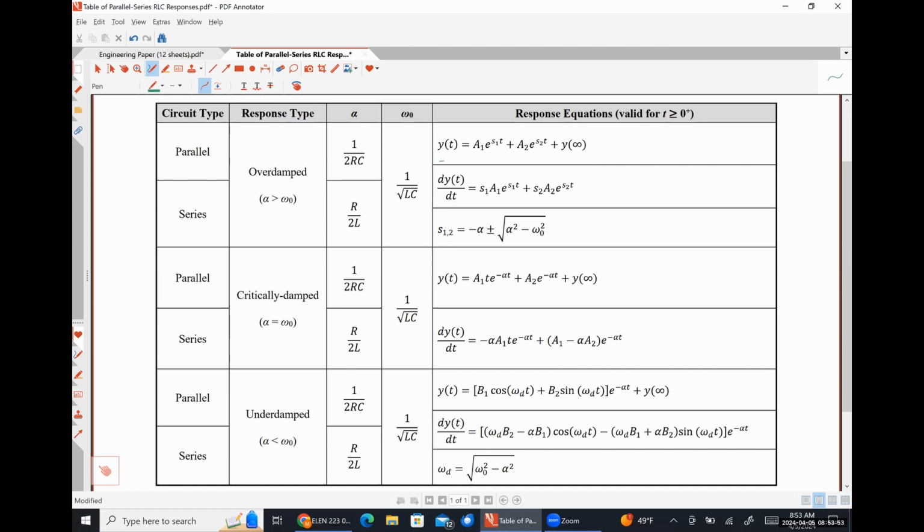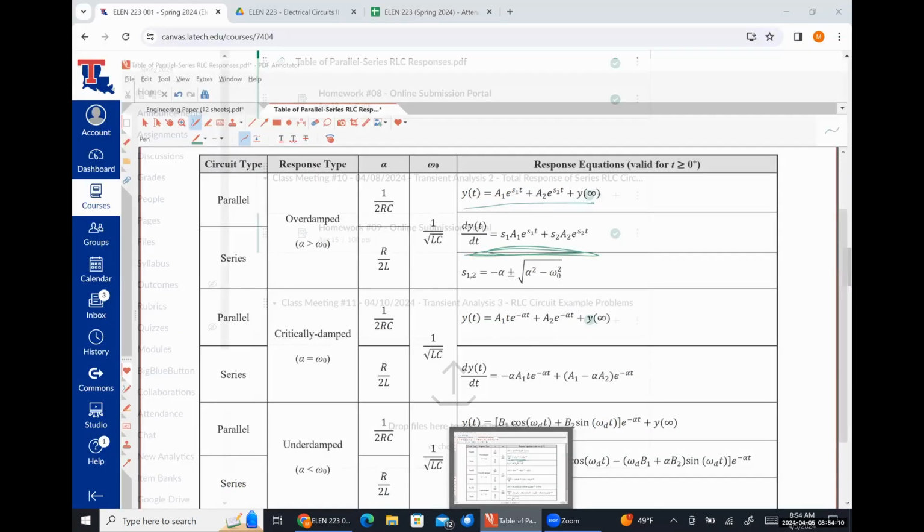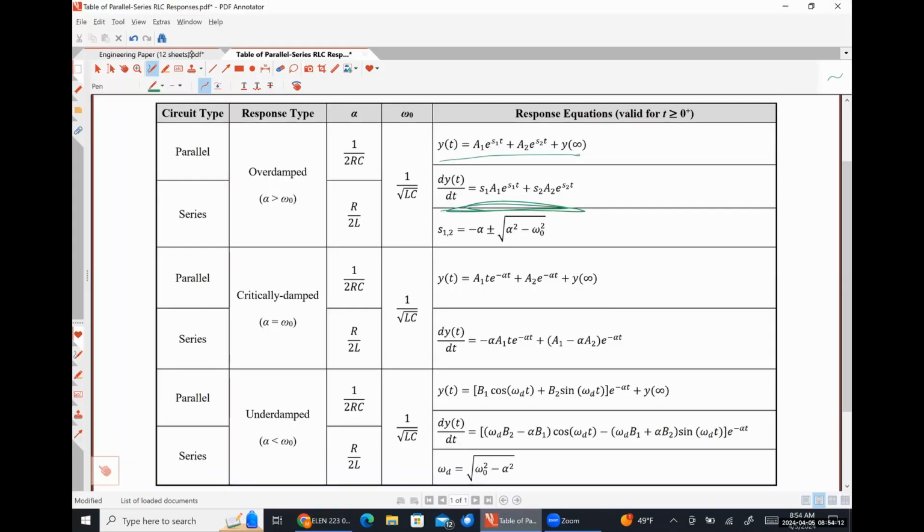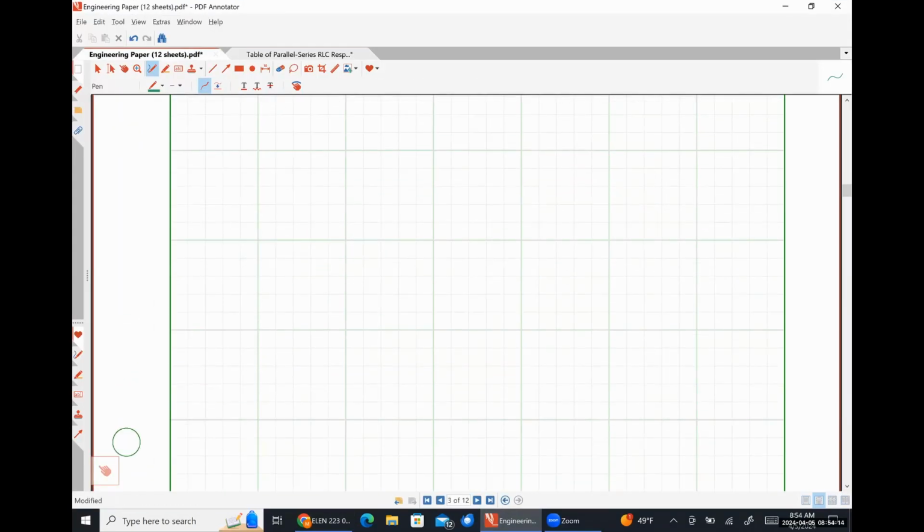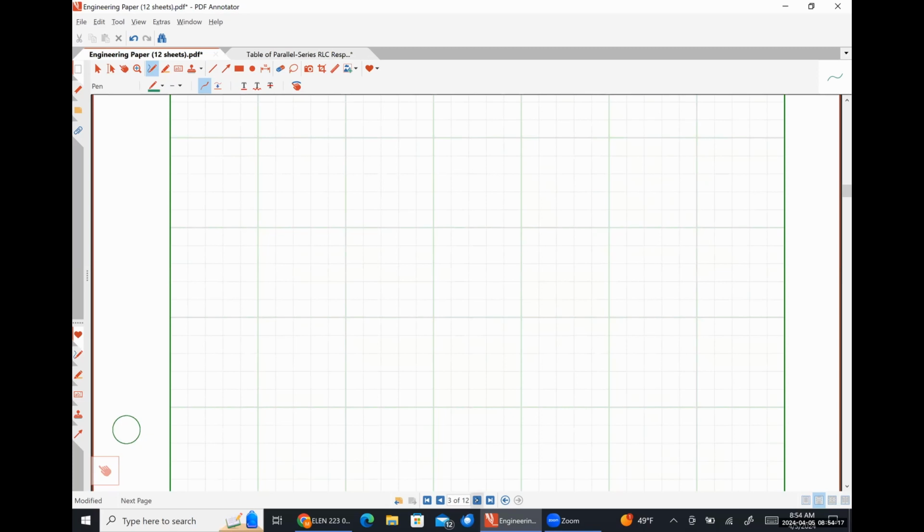So here I have the response, and then underneath, I put the derivative of the response, okay? So we're going to talk in just a moment about why the derivative of the response is so important by looking at a circuit, okay? And I'm going to talk you guys through the process that we are going to use for solving these things.